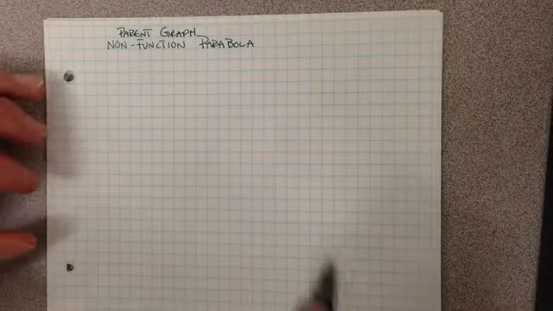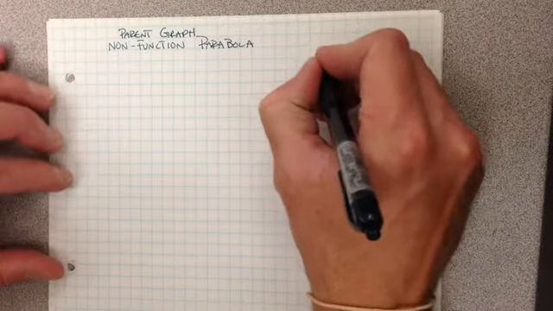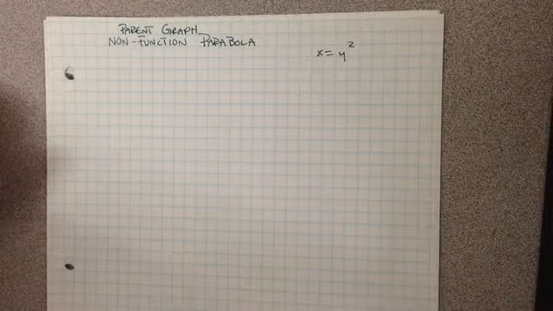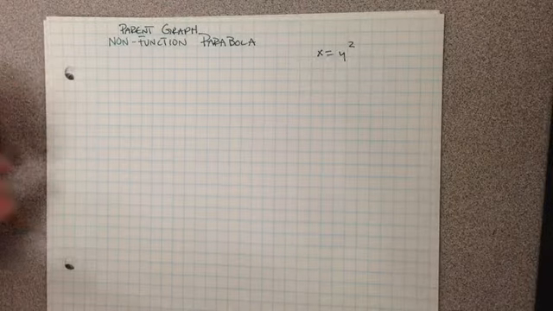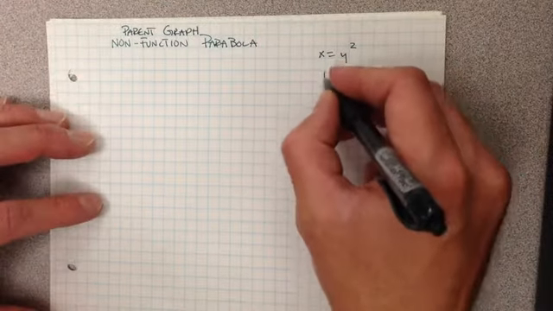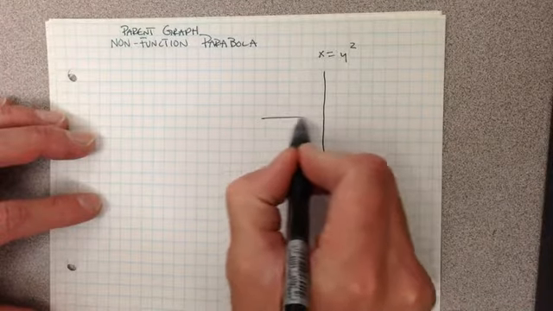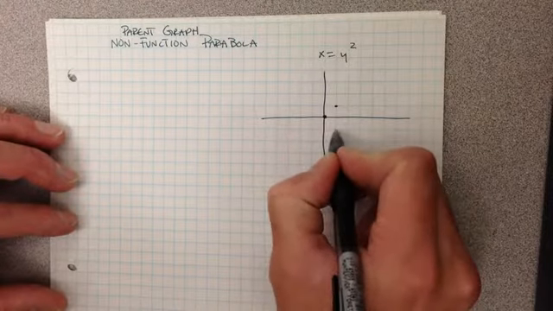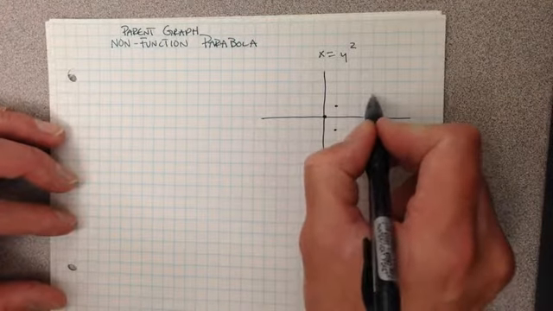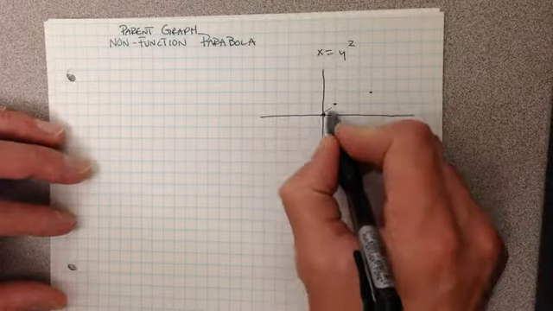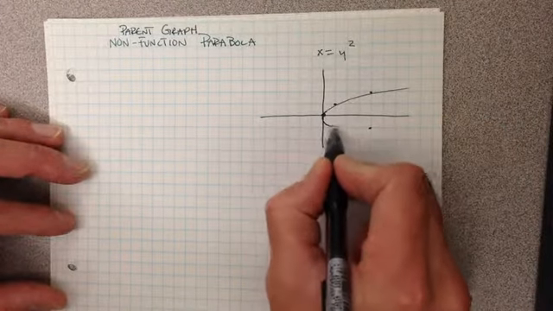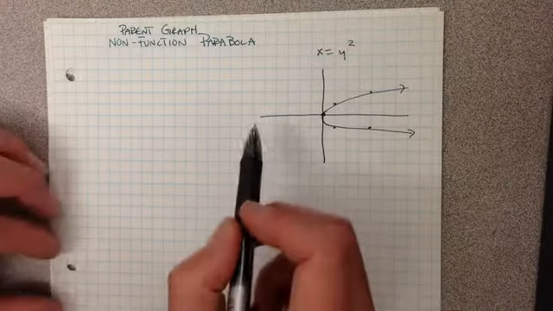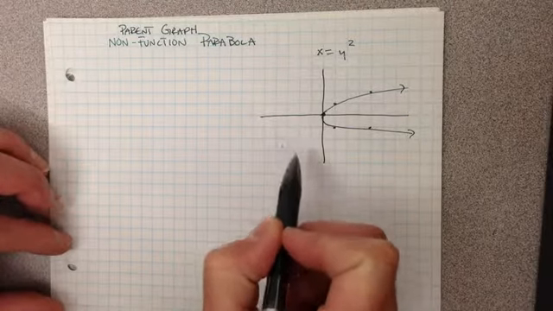So non-function parabola, the big thing, it is x equals y squared. That is the mother graph of it. It is not a function, as the name says. If we were to graph this, the different characteristic that you're going to see is that it is a sideways parabola, as opposed to your standard typical parabola that is y equals x squared, that opens either up or opens down.